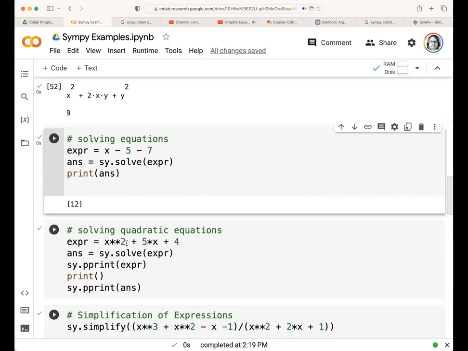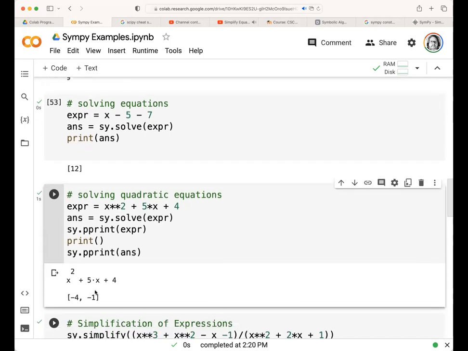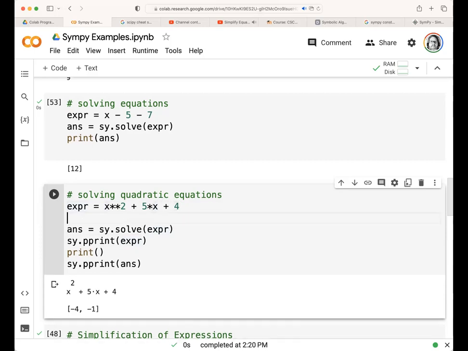So here's another we're going to solve. We've got x squared plus 5x plus 4. We're going to solve that one with sy.solve on the expression, and then print out the results. In this case, we have 2 answers. These are the roots or the zeros of the system. You normally would factor these and then each part could be 0. In fact, if we wanted to, we could also factor this expression just to check our answer. So I could just say sy.factor expression.